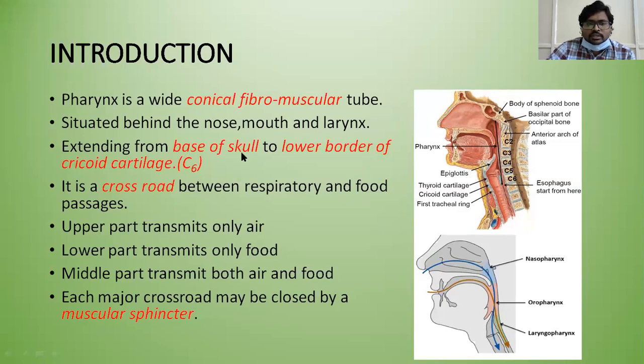It extends from the base of the skull, which is formed by the body of the sphenoid and basilar part of the occipital bone, up to the lower border of the cricoid cartilage or C6. The upper part of the pharynx transmits only air, and the lower part of the pharynx transmits only food. But the middle part helps in the transmission of both air and food. Each of these major pathways or crossroads is closed by a particular muscular sphincter.